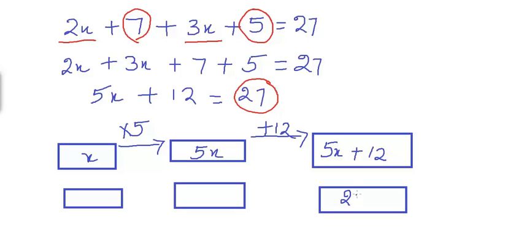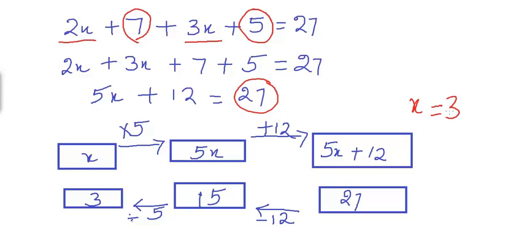Then we take away 12, because earlier we had added 12, so now we do the inverse. This is equal to 15. Then we divide it by 5, as earlier it was multiplied by 5. This gives us the value of 3. Therefore, x in this equation is equal to 3. Thank you for solving some equations by backtracking method with me.